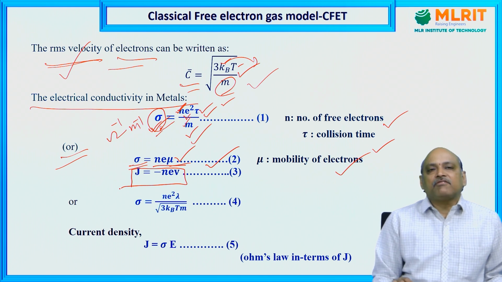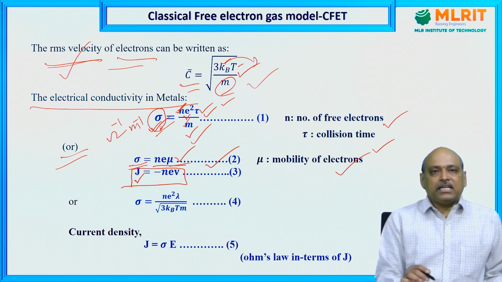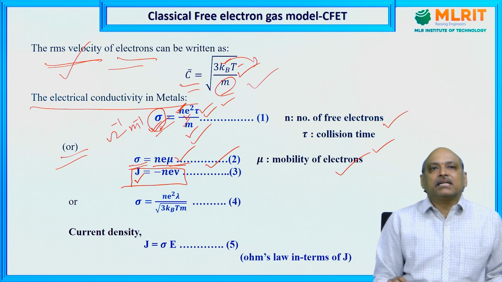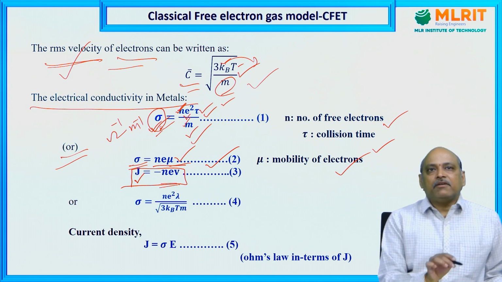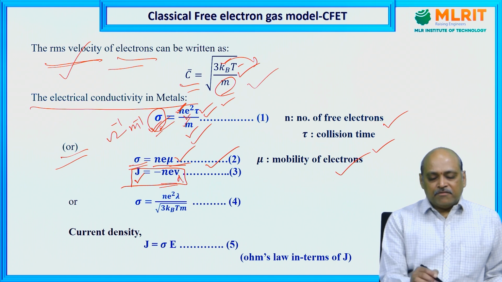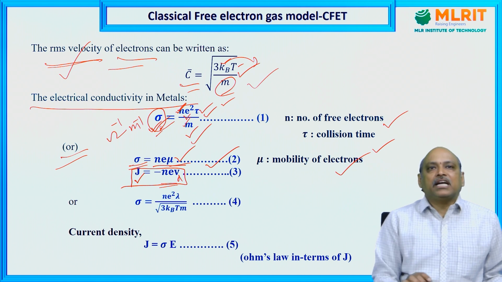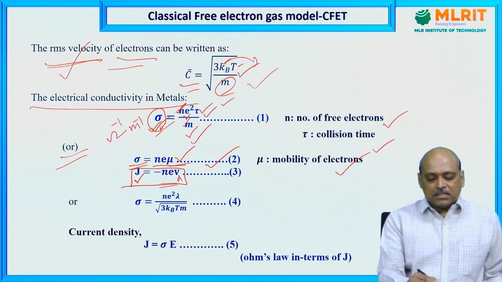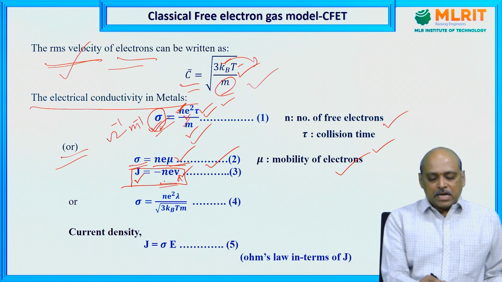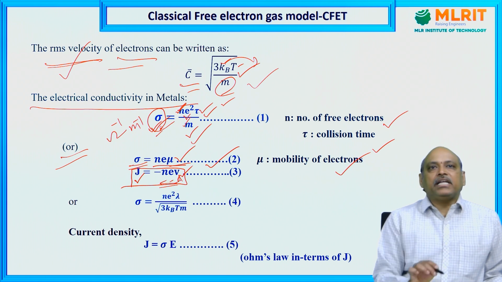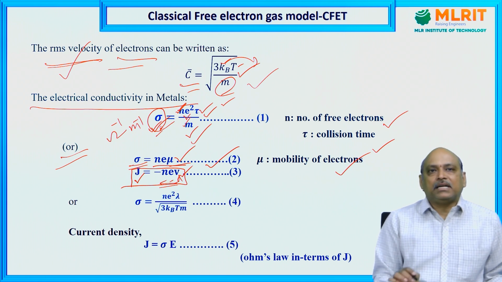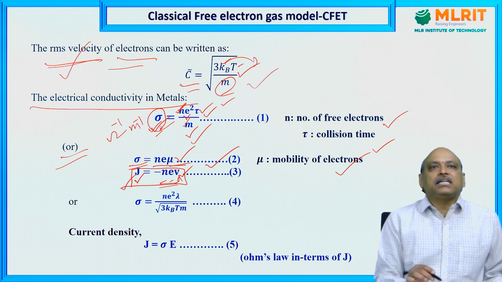According to the classical electron theory, the current density J can be written as minus neV, where V is the velocity of electrons, which we can also take as Vd. By applying an electric field, charge carriers such as electrons experience a force and acquire a velocity. That velocity is the drift velocity. So, if you multiply n, e and Vd, you will get the current density value.